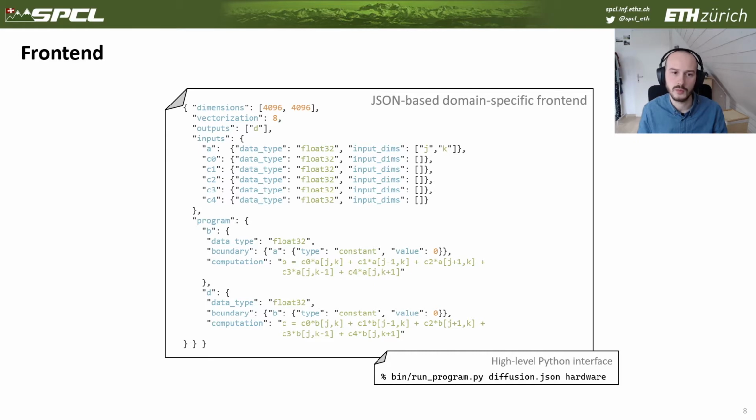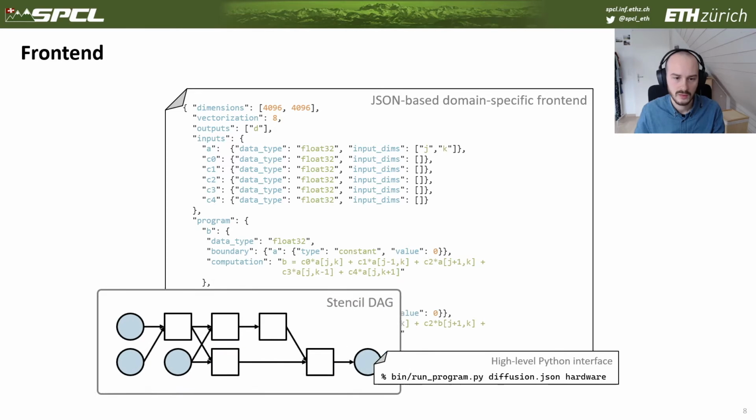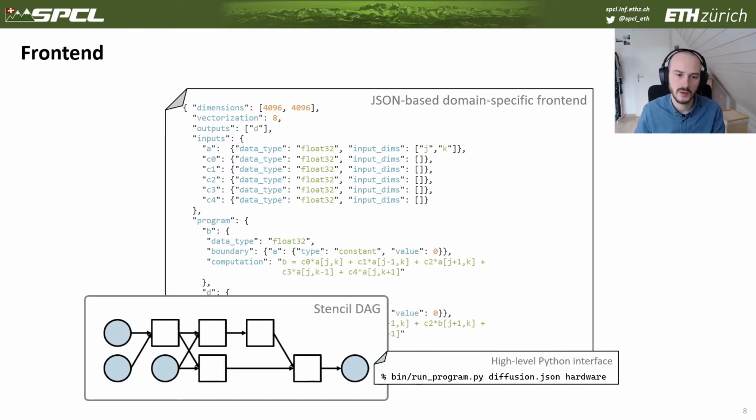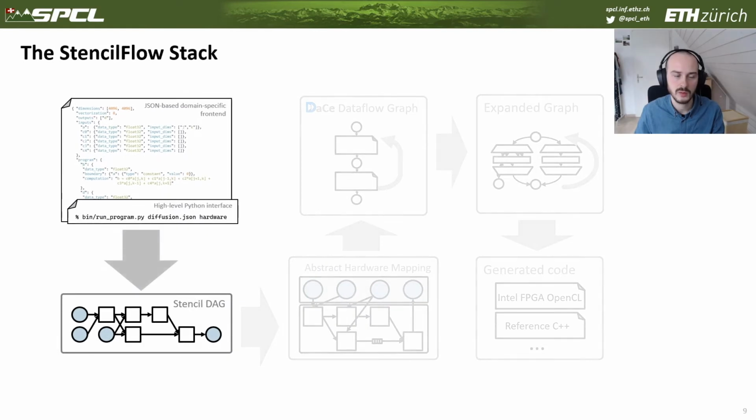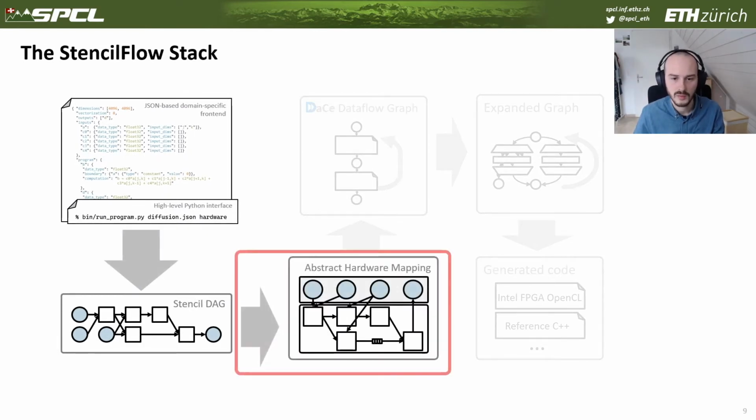So the user would provide how to get the inputs from disk or from memory, the size of the domain, then the operations themselves, and then the actual dependencies between them would just be inferred by the system. So all of this would then be passed to the Python runtime of StencilFlow, which will take care of the rest of the analysis. So from this, we can then produce the stencil DAG, which we can use to proceed to the next step of the StencilFlow stack, which is abstract hardware mapping.